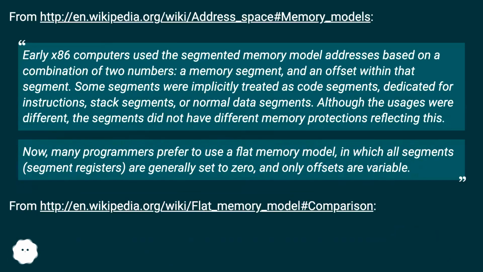From this URL. Early x86 computers used the segmented memory model: addresses based on a combination of two numbers, a memory segment, and an offset within that segment. Some segments were implicitly treated as code segments, dedicated for instructions, stack segments, or normal data segments. Although the usages were different, the segments did not have different memory protections reflecting this. Now, many programmers prefer to use a flat memory model, in which all segments, segment registers, are generally set to 0, and only offsets are variable.